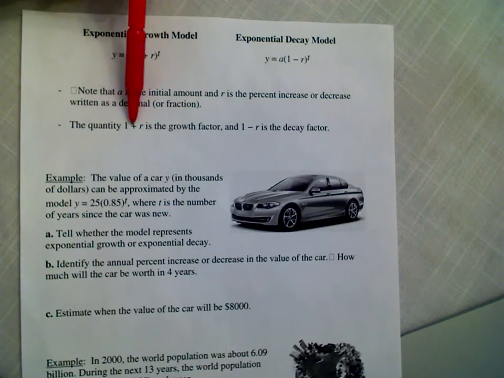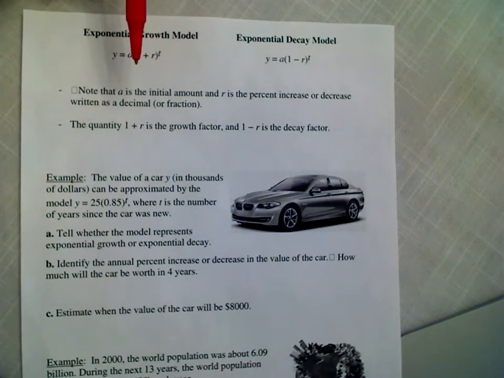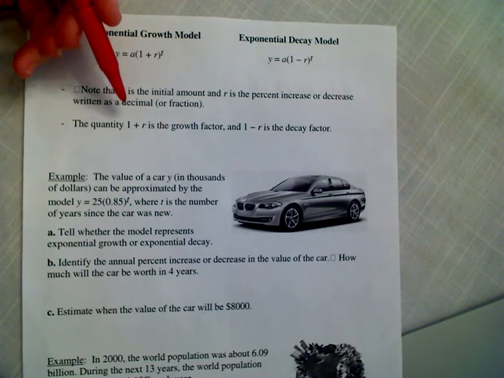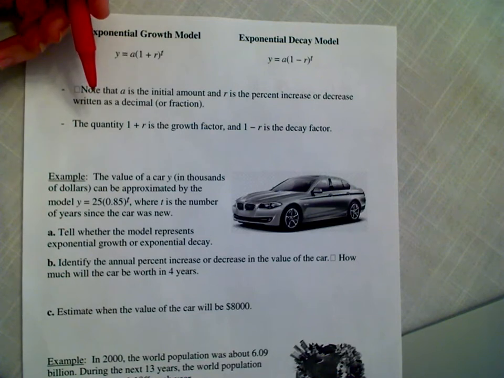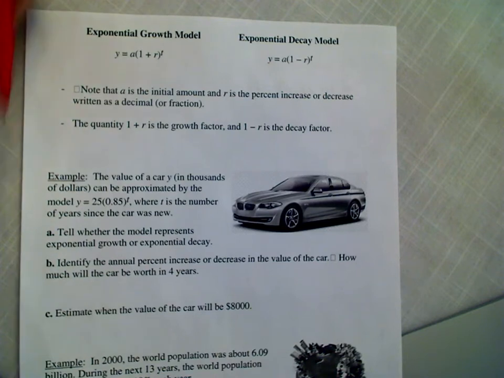The quantity 1 plus R is the growth factor, and 1 minus R is the decay factor. If you notice that your growth factor is greater than 1, that is an indication that it is growth. If that value is less than 1, then that indicates that it's a decay factor. So let's look at a few examples.